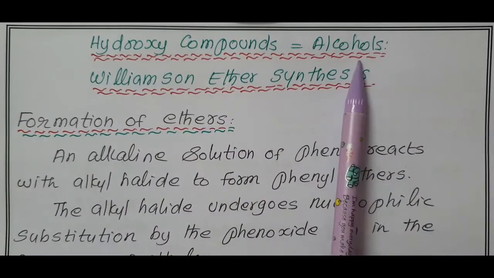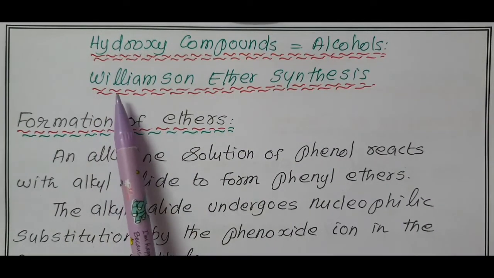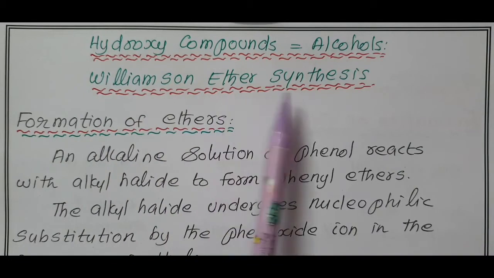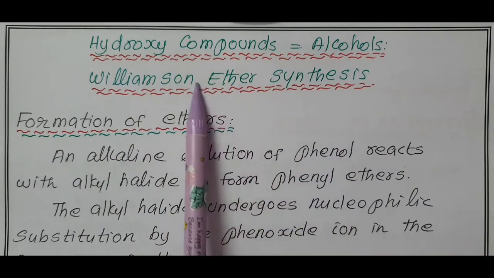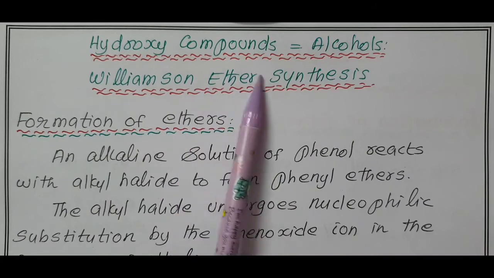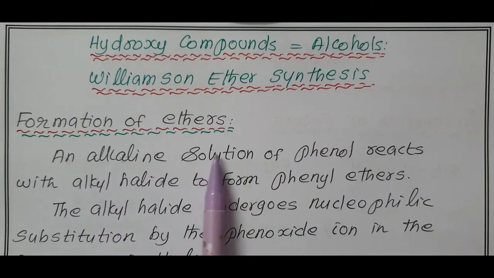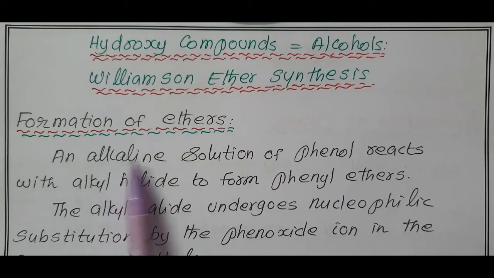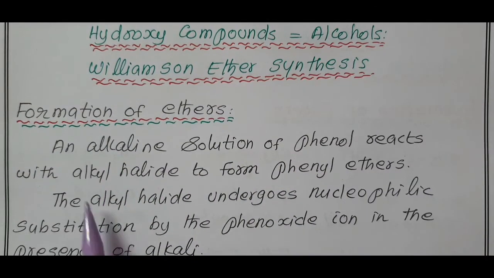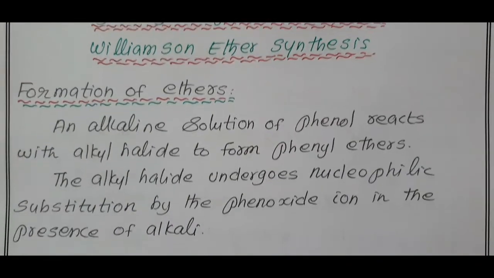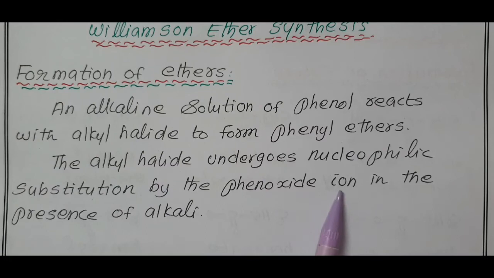Hydroxy compounds, alcohols. In this video we are going to discuss Williamson ether synthesis. This method is used to prepare both aliphatic and aromatic ethers. Formation of ethers: an alkaline solution of phenol reacts with alkyl halide to form phenyl ethers. Alkaline solution of phenol, basic solution of phenol. The alkyl halide undergoes nucleophilic substitution by the phenoxide ion in the presence of alkali.